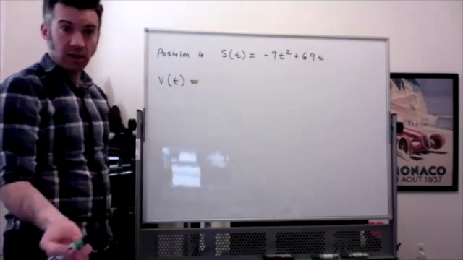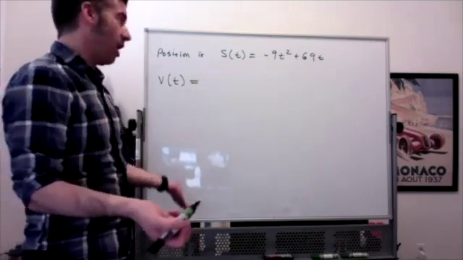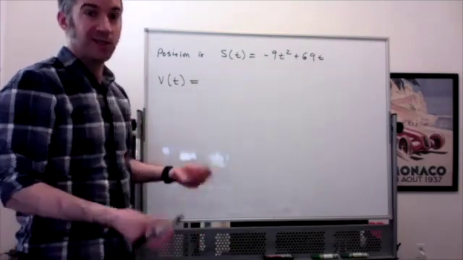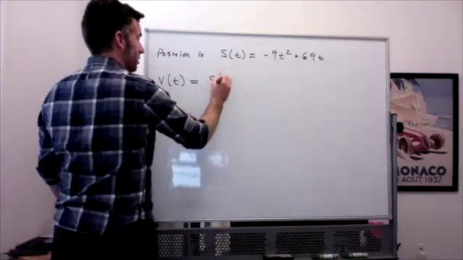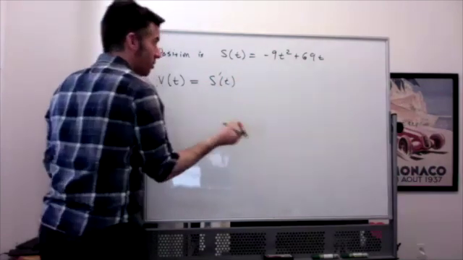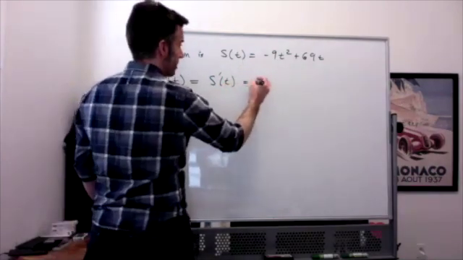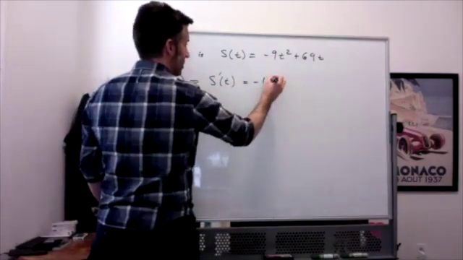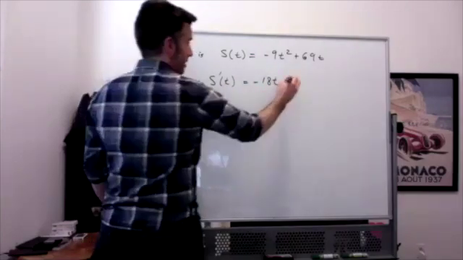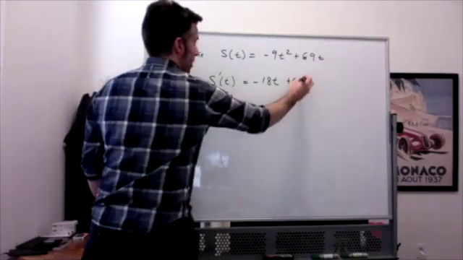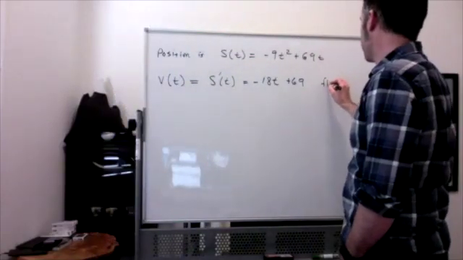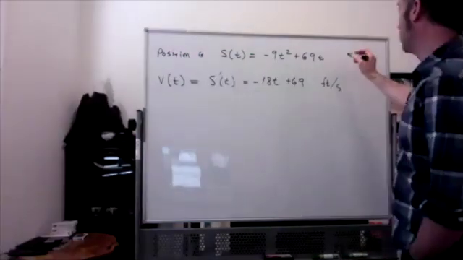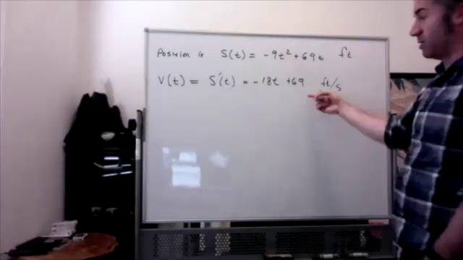Well, the velocity of an object in motion, a car in this case, is just the derivative of position. So the derivative of this, I'm just going to use the power rule: the derivative of negative 9t squared is negative 18t, and the derivative of 69t is 69. That's going to be negative 18t plus 69, and I believe it's in feet per second. So this here is measured in feet. This here is measured in feet per second.